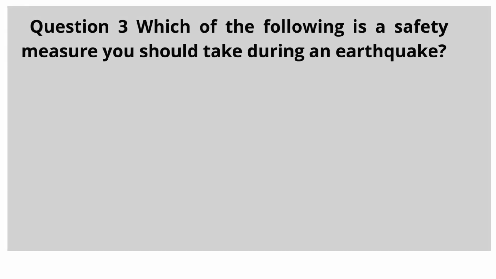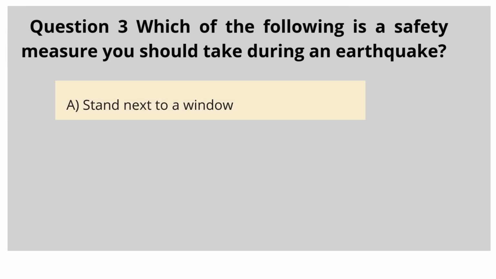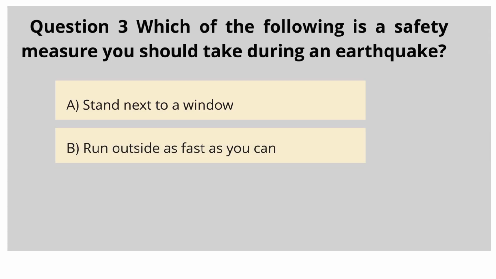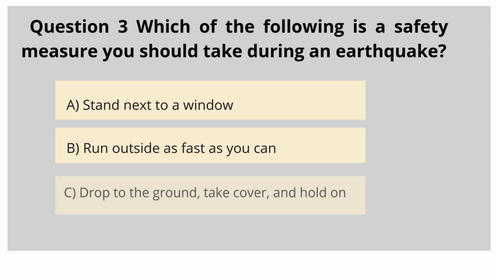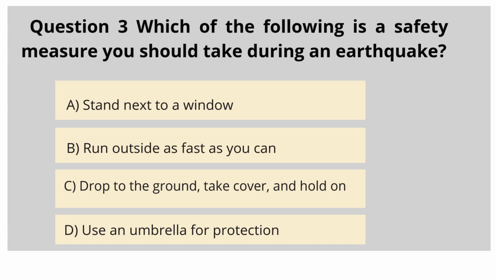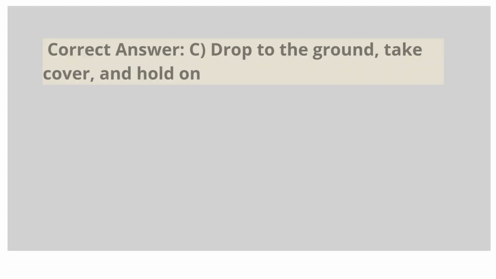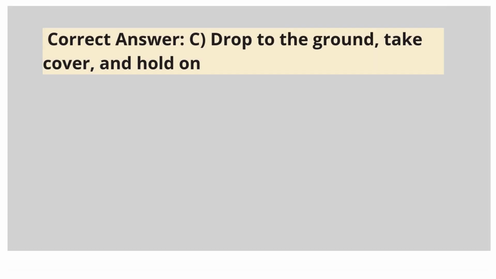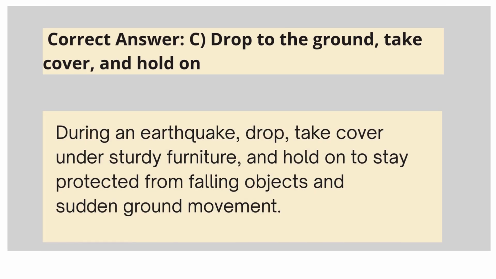Question 3. Which of the following is a safety measure you should take during an earthquake? A. Stand next to a window. B. Run outside as fast as you can. C. Drop to the ground, take cover, and hold on. D. Use an umbrella for protection. Correct answer, C. Drop to the ground, take cover, and hold on. During an earthquake, drop, take cover under sturdy furniture, and hold on to stay protected from falling objects and sudden ground movement.